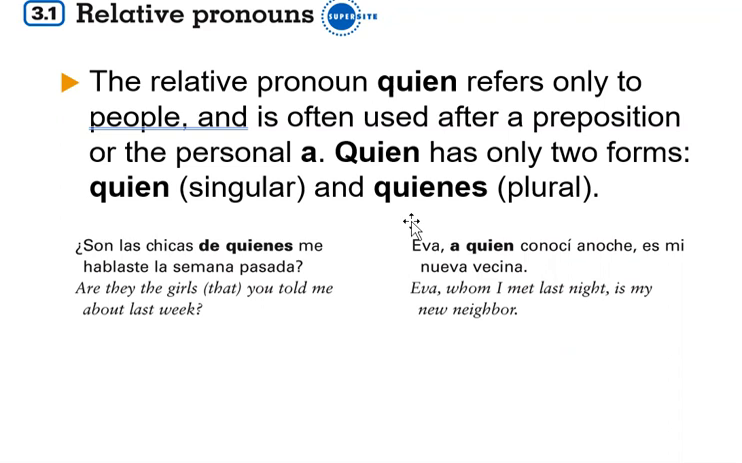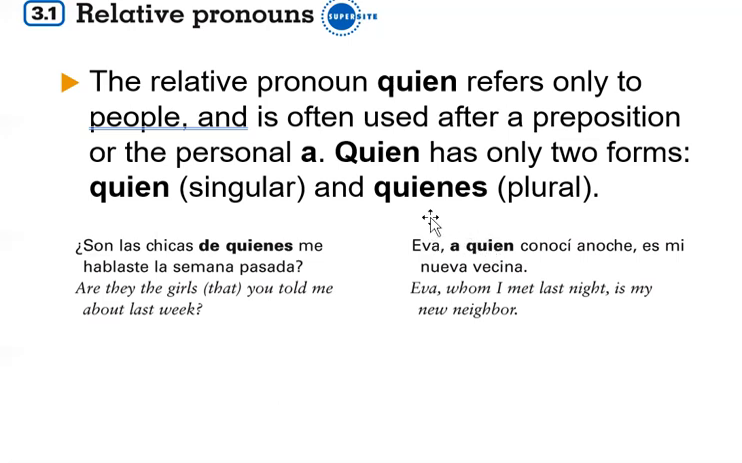And here we can do both ways too. Eva, a quien conocí anoche. Eva, whom I met last night, es mi nueva vecina, is my new neighbor. The a in front of it is the personal a, because a person is receiving the action of being met. So whom I met, I met whom. The whom is referring to a person, and when a person receives the action of the verb, you have to have the a in front of it. It's just worded in a different order here, but either way, the a has to be there. But this is a quien singular because Eva is singular.